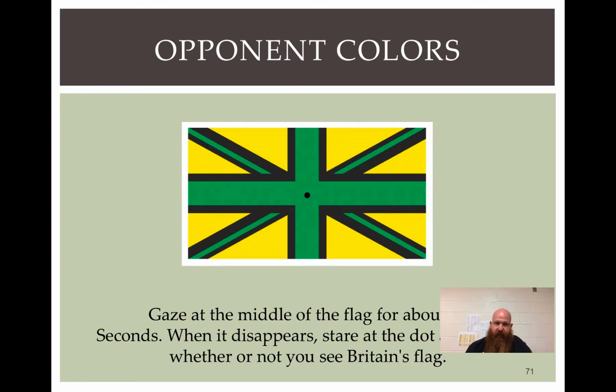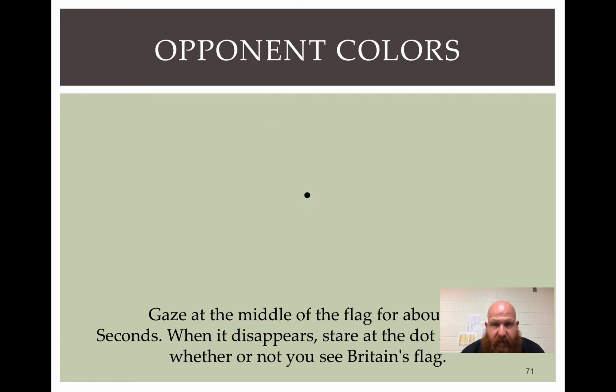Take a look at this and stare at the dot in the middle of the flag. About 30 seconds. All right, so this is red. This is green and yellow. So stare at it. You can pause it. I'm going to move on, but you pause it for 30 seconds. And then as I leave it, or as I move, you should be able to see red and blue and whites. And here's the reason why that is.